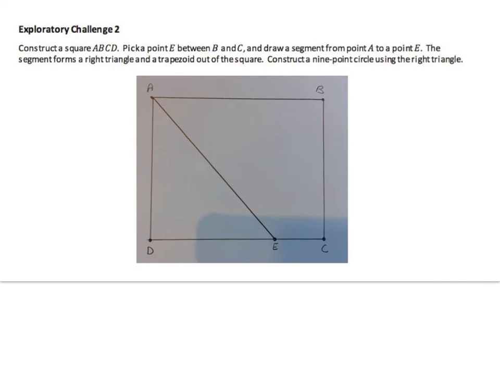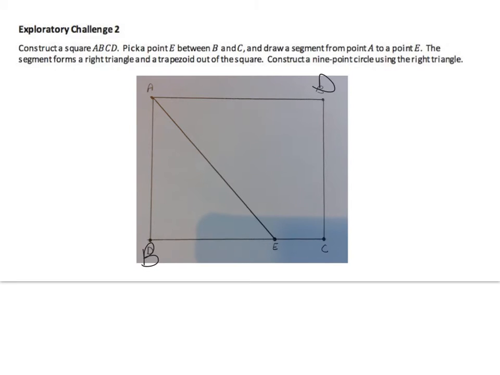Okay, exploratory challenge. This one threw me for a loop, so I worked through it for quite a while to make sure I could explain it to you guys. First thing I'd like you to do is construct a square ABCD and pick a point E that's between B and C. Oh, I have since relabeled those corners. A, this is B, C, and D.